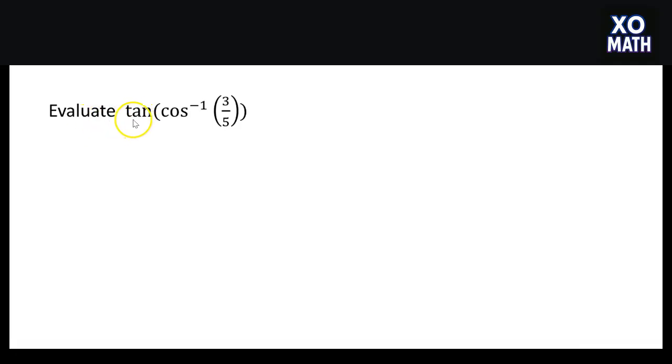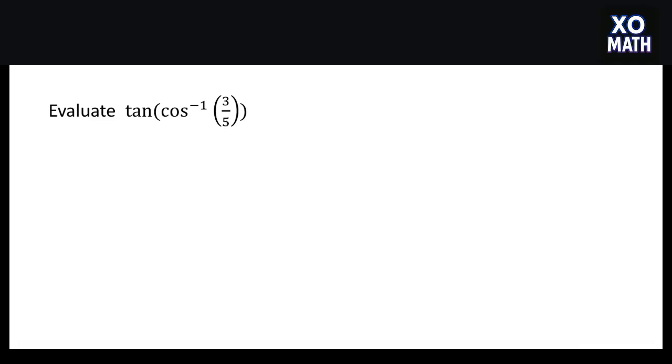Now let's evaluate tangent of cosine inverse of 3/5. So again, we're going to start on the inside and think about what angle I plug into cosine to get out 3/5. Well, 3/5 is not one of the outputs that we're familiar with. It's not from our standard quadrant 1 outputs of our standard angles. But that doesn't mean there's not an answer. There's some angle that you plug into cosine to get out 3/5.